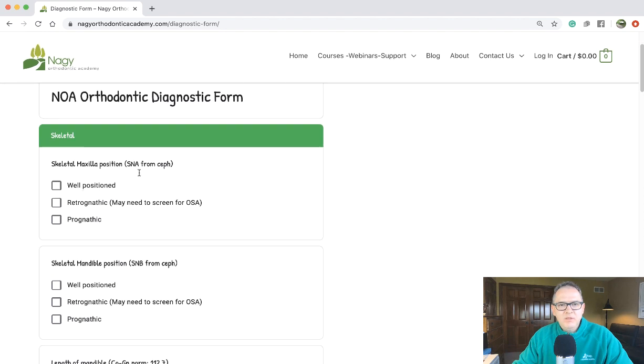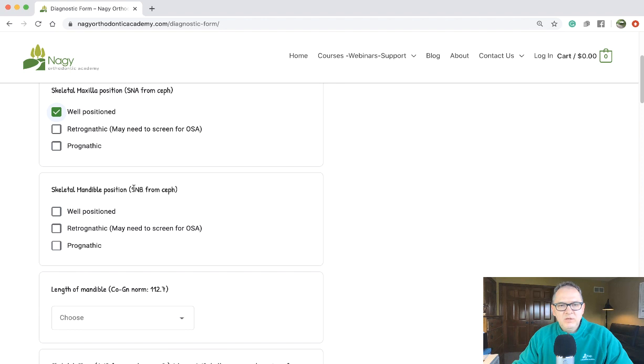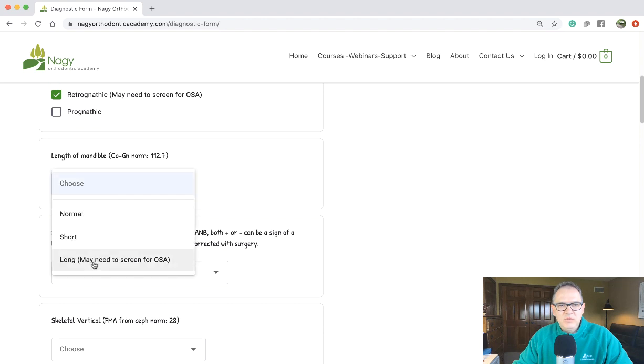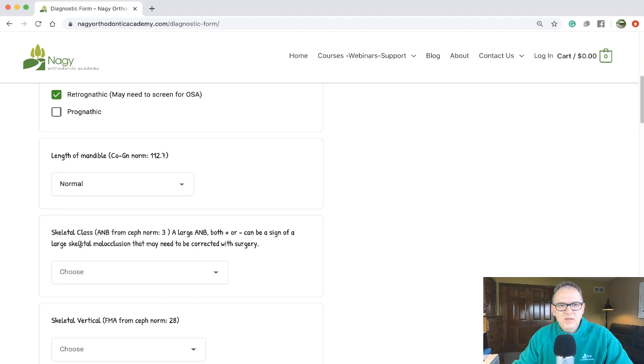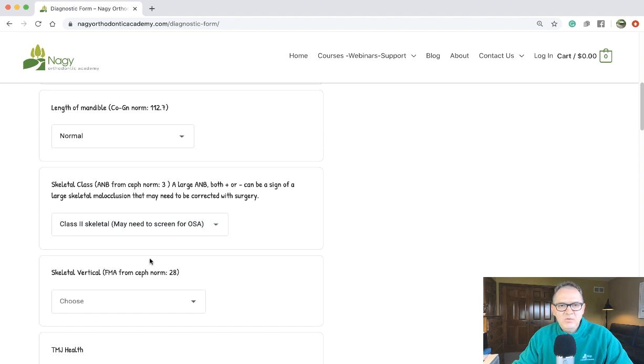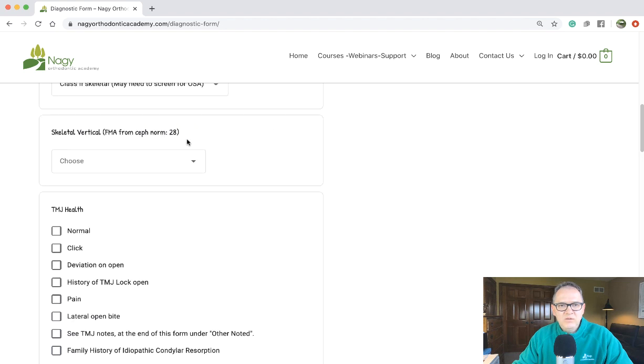Skeletal maxillary position comes off of your SNA, let's say well positioned. Skeletal mandibular position comes from the SNB, let's just say retrognathic. Length of the mandible: is it normal, short, or long? Let's say it's normal. Skeletal A and B from the Ceph, so for example, A and B are 5, so it's class 2. Skeletal vertical, which would be an FMA.